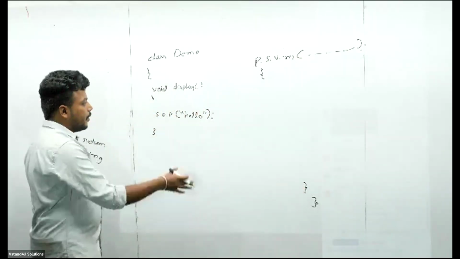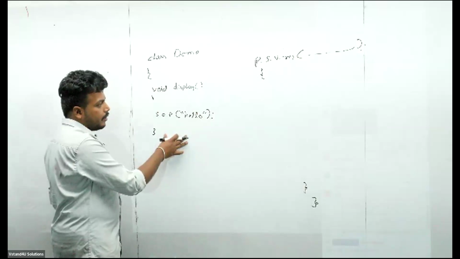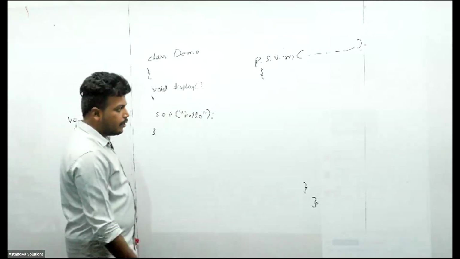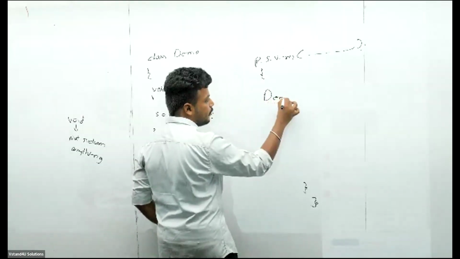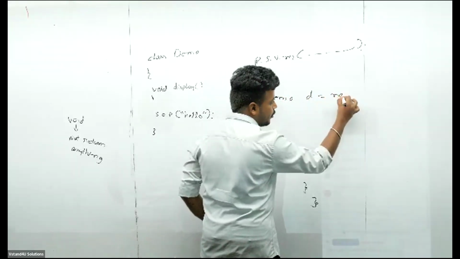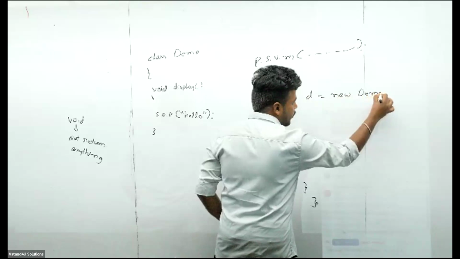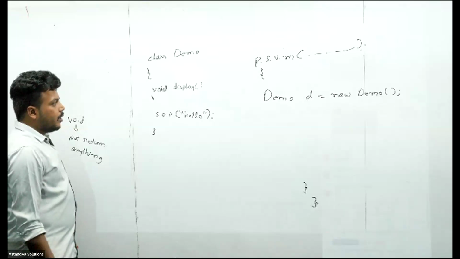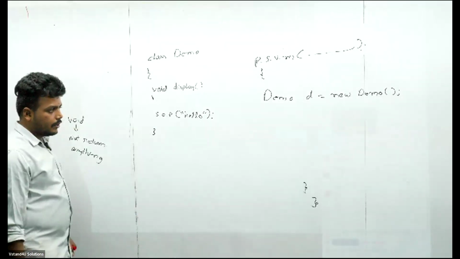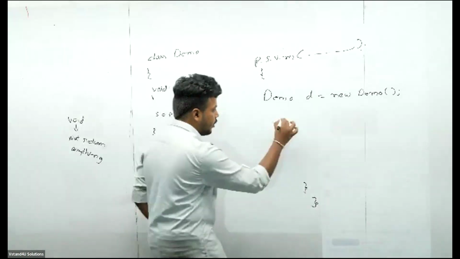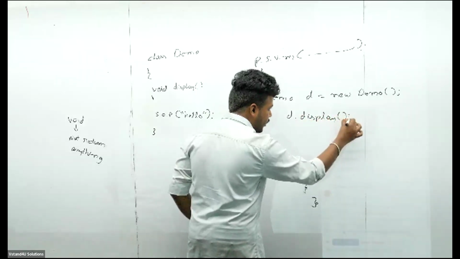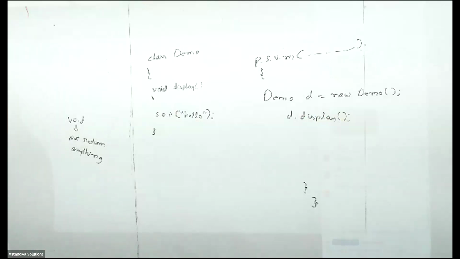If I want to display this method, I need to create the object, right? How to create the object? Demo d is equal to new operator. Then how to display this function? If I use d dot display, it will run. Sure, 100%.